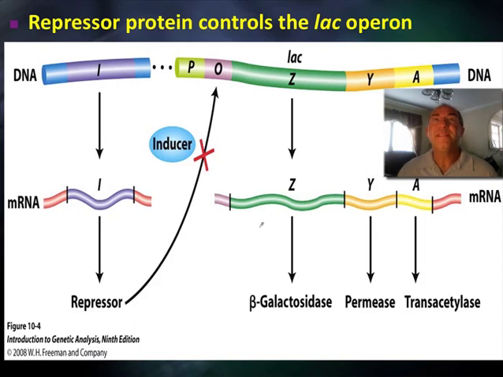So if we then turn on this particular gene, we see that here's the DNA across the top, here's the messenger RNA that is made, and here's the I gene.